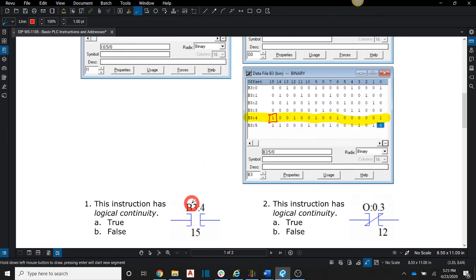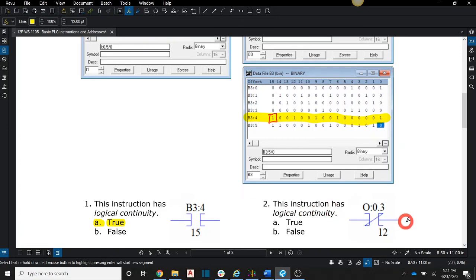And my nickname for this instruction is a test for 1. If you think about if this was an input address and these were contacts that were coming in from the field, if they were closed, we would be sending control voltage in, which we would store in the table as a 1. You can think about it that way. So that's why we used an examine if closed here. So in this case, we passed the test. This instruction has logical continuity, and the answer to that question is true.